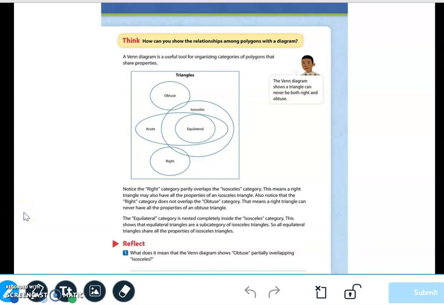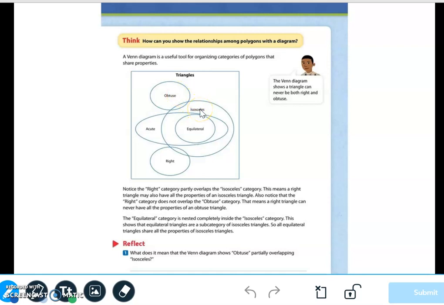Question 1. What does it mean that the Venn diagram shows obtuse partially overlapping isosceles? So in our Venn diagram here, we have our obtuse right here. We know we're talking about our triangles, and isosceles shows us just a little bit. So what does this tell us in comparison with just these two triangles, my isosceles triangle and my obtuse?